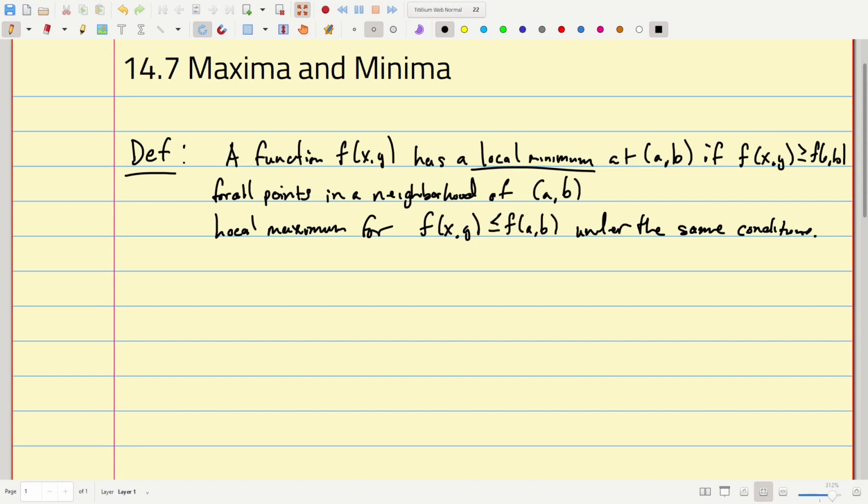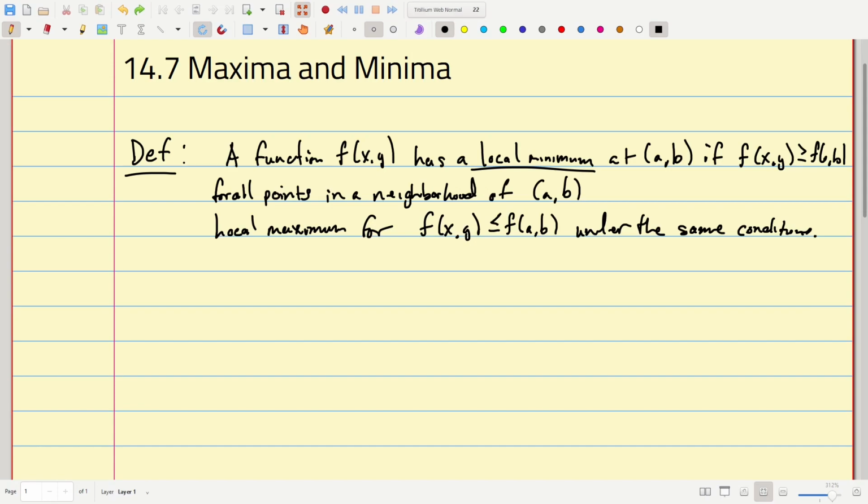Okay, so now that we've set things up where we can double check this and fix it, a local minimum is where the function is greater than or equal to the value f of (a, b) everywhere in some neighborhood, and a local maximum is where f of (a, b) is the biggest value in that neighborhood. Okay.